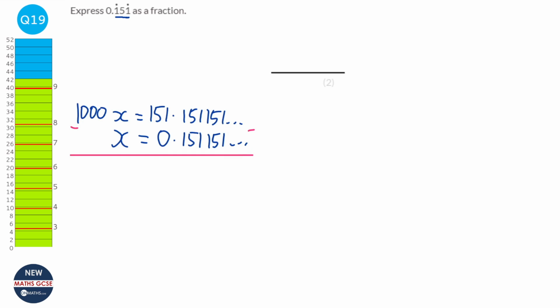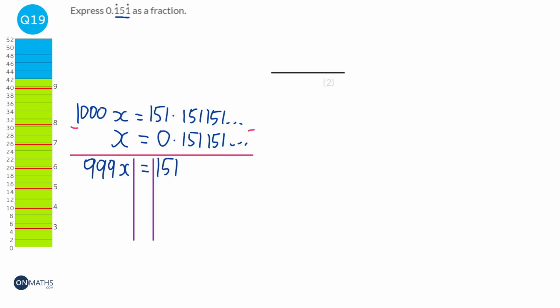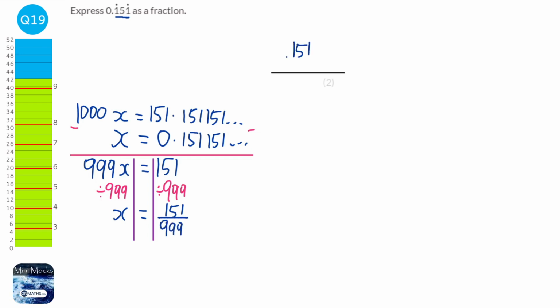What we're going to do now is subtract going downwards. So 1000x take away x would be 999x, and then 151.151151, etc. take away 0.151151, etc. will just be 151. Get our solving lines in, because the next thing we're going to do is divide both sides by 999. And so we end up with x equals 151 divided by 999, or over 999. And that's our answer.